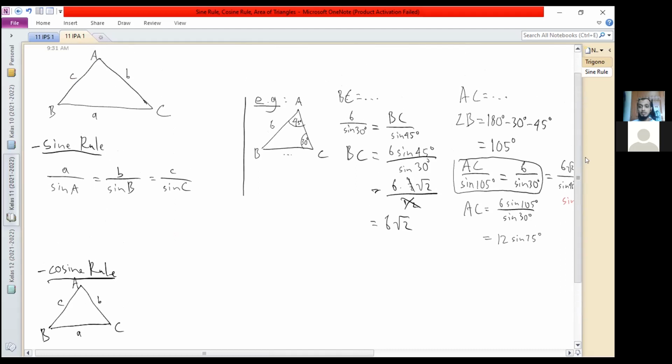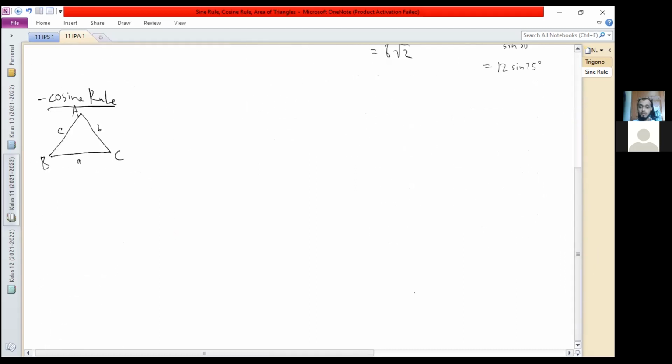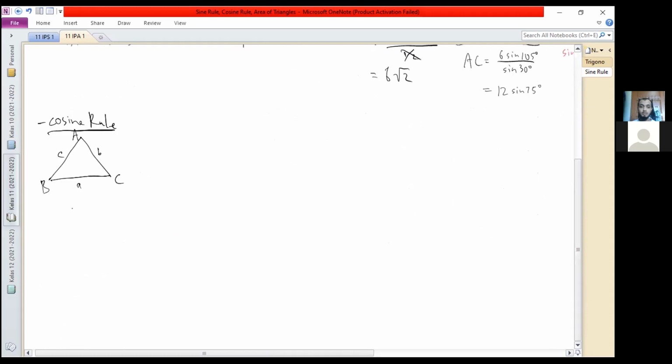Okay, the cosine rule states that in this triangle, if we have to find one side, we can use this formula. A squared, for example, equals b squared plus c squared minus 2bc times cosine of A.